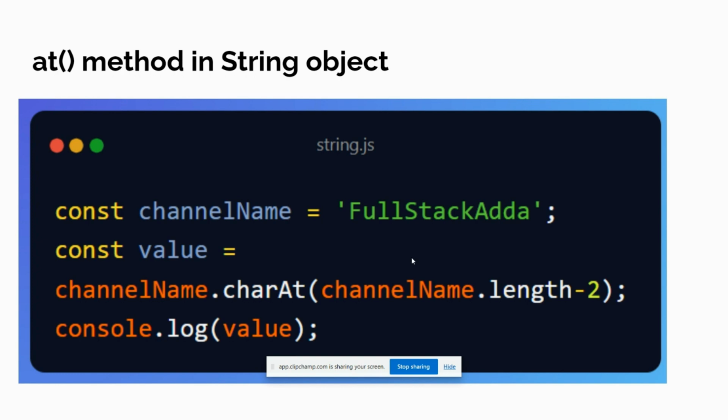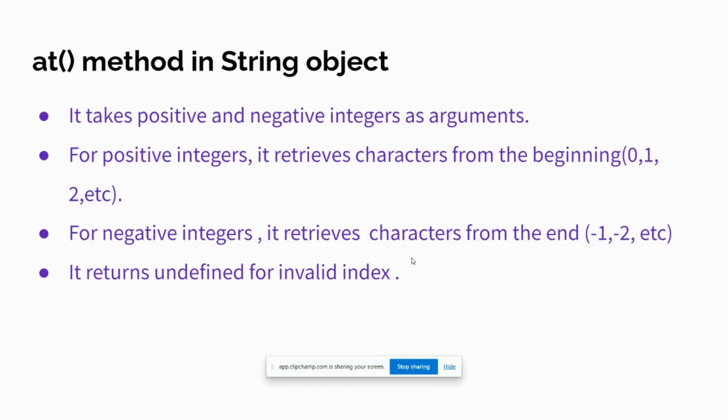So here also another disadvantage of this approach is we need to do that extra calculation, calculating the string length. Now we can simply rewrite this example using the at method. Here also the functionality is similar to what we discussed for the at method in the array object. It will take positive and negative integers as arguments. For positive integers, it will retrieve the characters from the beginning of the string, and sample values we can pass are 0, 1, 2, etc. And if we pass negative integers, it will retrieve the characters from the end. We can pass -1, -2, etc. And if you pass an invalid index, it returns undefined.